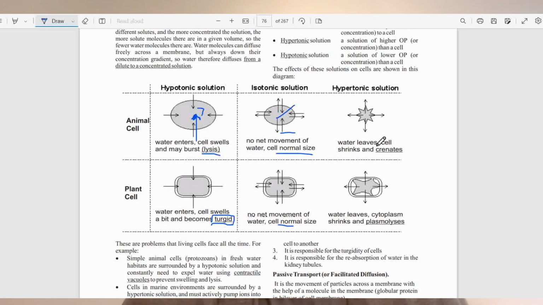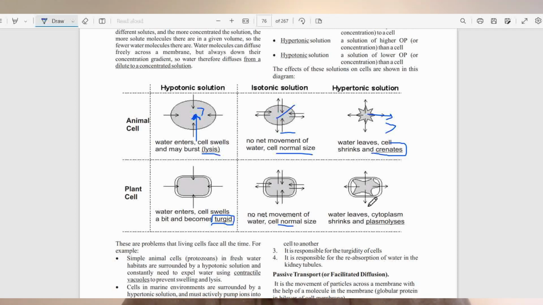Then let's look at hypertonic solution. What happens in hypertonic solution? The solution concentration is higher than that of the cell. Remember, water will move from lower concentration to higher concentration. So if the solution here is greater than that of the cell, water will move from the cell into the environment. So when that happens in an animal cell, the process is called crenation, because the cell will shrink.